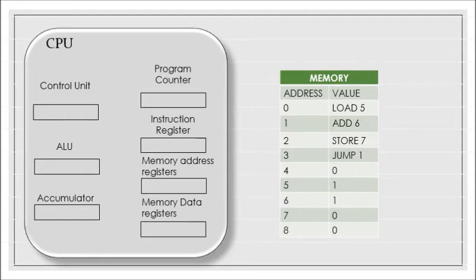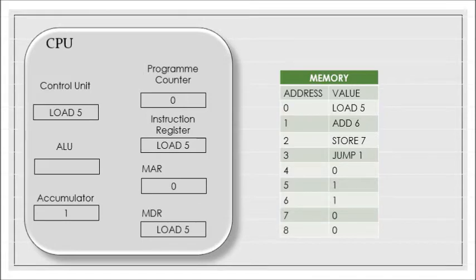This is the simpler version of the CPU. There is a program counter, instruction register, memory address register and memory data register. We also have a control unit, accumulator, and arithmetic logic unit or ALU. On the right hand side you can see the memory with a simple program already written in it, and we will go through this program to demonstrate how the CPU follows the cycle.